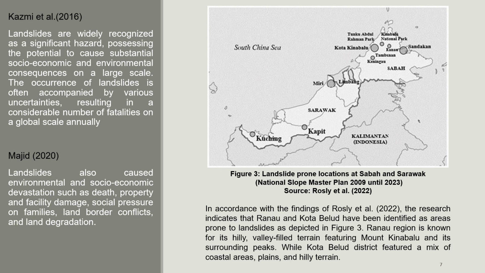In accordance with the findings of Rossley 2022, the research indicates that Ranau and Kota Belud have been identified as areas prone to landslides, as depicted in Figure 3. Ranau region is known for its hilly, valley-filled terrain featuring Mount Kinabalu and its surrounding peaks, while Kota Belud district features a mix of coastal areas, plains, and hilly terrain.